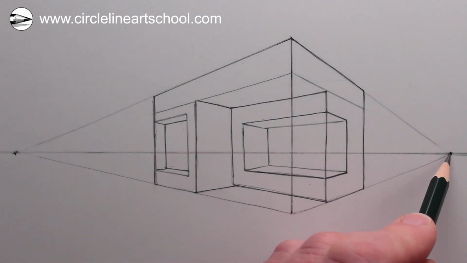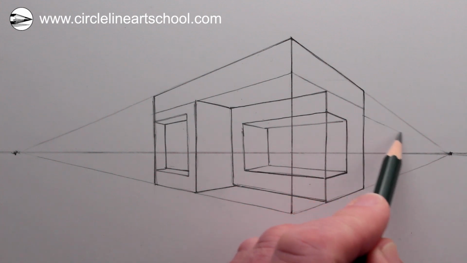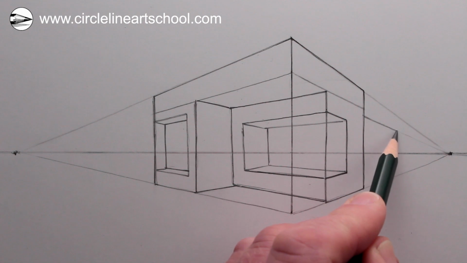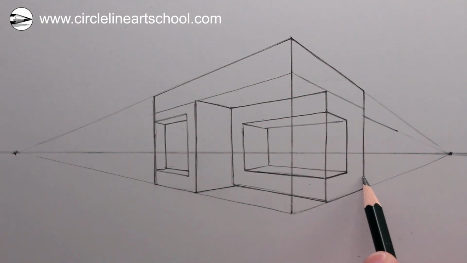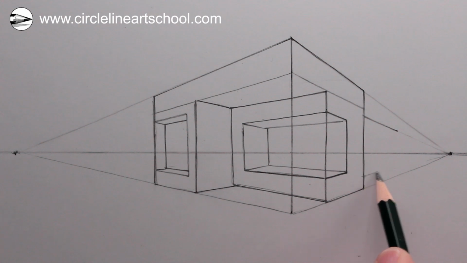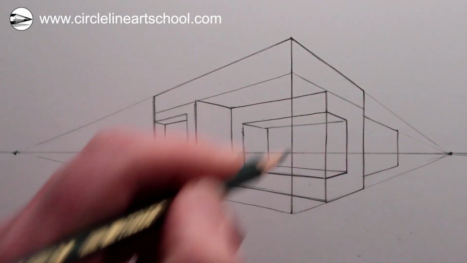I think the building looks a little small, so I can extend the building by drawing a line going to the right vanishing point, which is lower than the top of the roof, and then another receding line going to the right vanishing point, which is higher than the base of the front of the building, and then add a vertical line at the end.